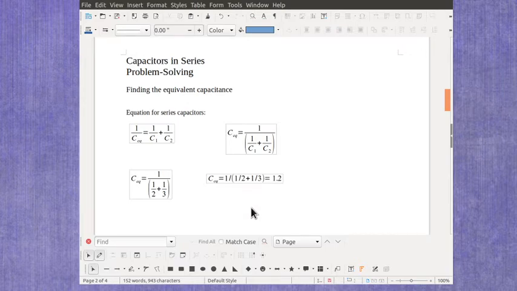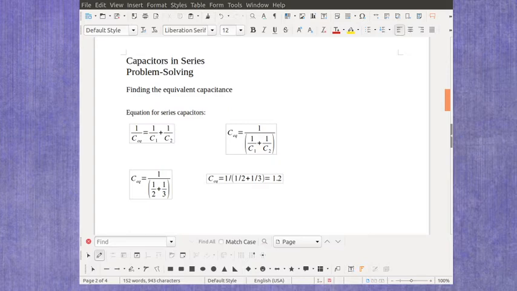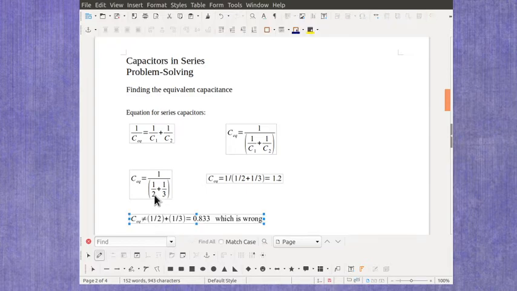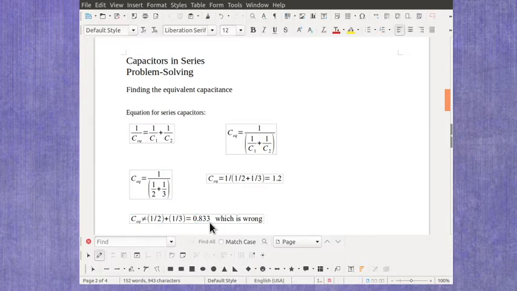Because this equation is a little bit more complicated, I often see several different common student mistakes. The first common mistake I see is when students try and do this in two parts. The first thing that they do is 1 over 2 plus 1 over 3, and they get a value of 0.833. And they look at it and say, okay, yes, that's a smaller value than 2 or 3. That's my final answer. But it's not.